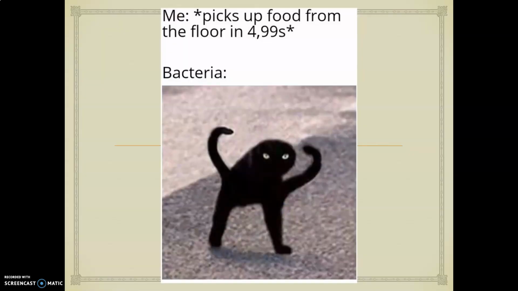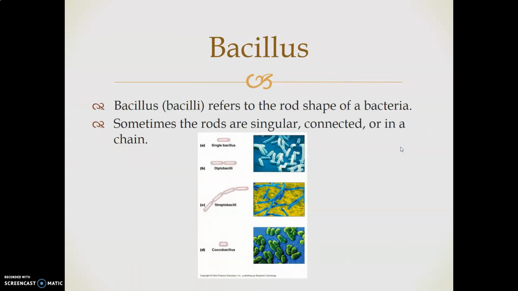All right, going on. Obviously, if we had a microscope, anytime you dropped the food on the floor and picked it up in 4.99 seconds, there's no bacteria, right? And that's the look that the bacteria would give you. That's not actually true. The five-second rule is not real. Sorry to burst your bubbles.